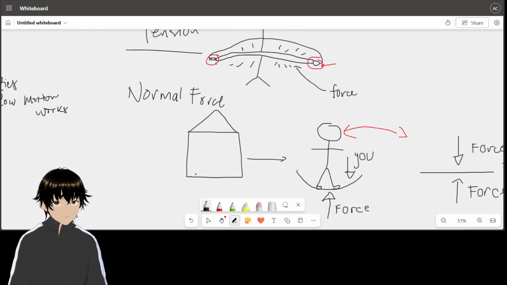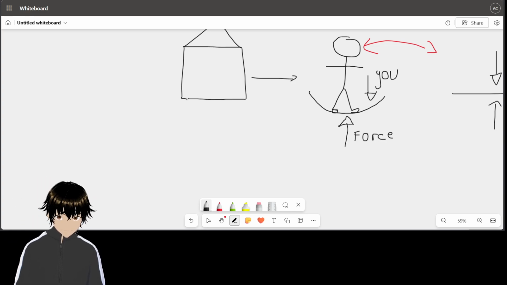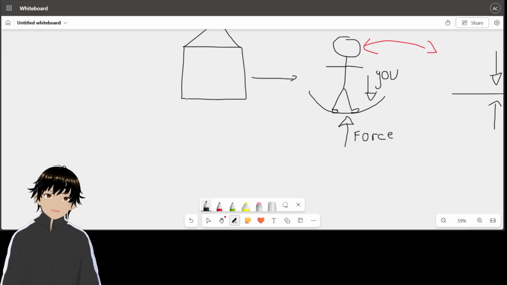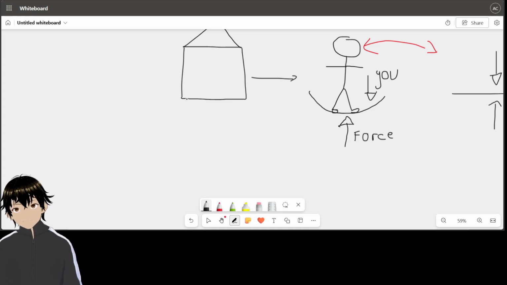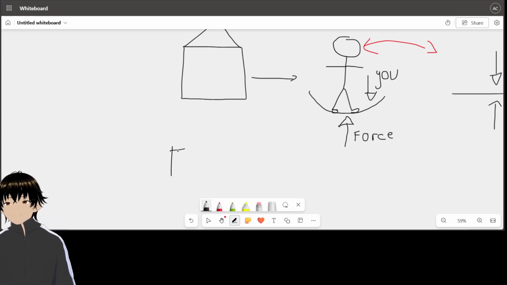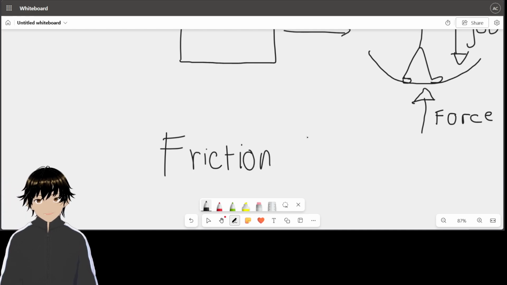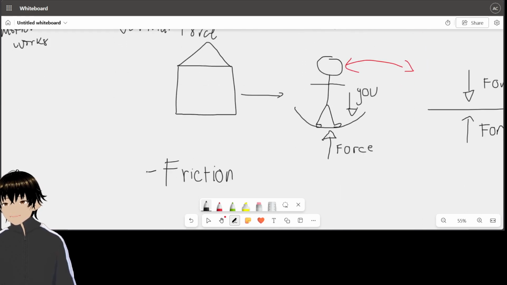Now let's go to the third type of balancing force that Mr. David Morin talks about, which is basically just friction. Okay? And how I believe this works is that normal force and friction are related to each other.